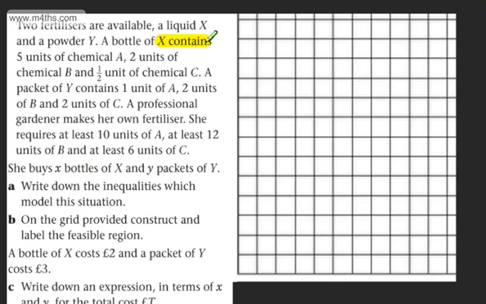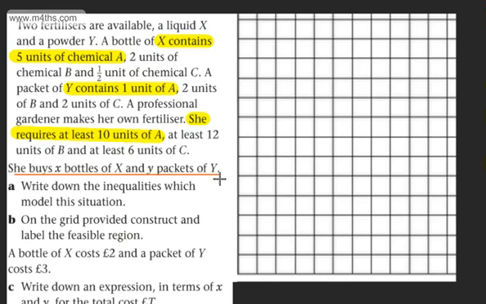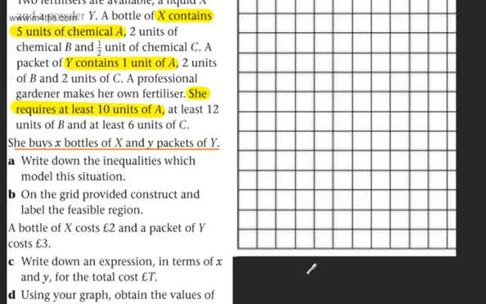We've got now that X contains 5 units of chemical A. We've got that Y contains 1 unit of A. We're told now that she requires at least 10 units of A. If we now consider the text below, she buys x bottles of X and y packets of Y. So if she buys x bottles of X, she will get 5x units of chemical A. So for A, we're going to have 5x. Say that she bought 10 bottles of X, she's going to have 50 units of A.